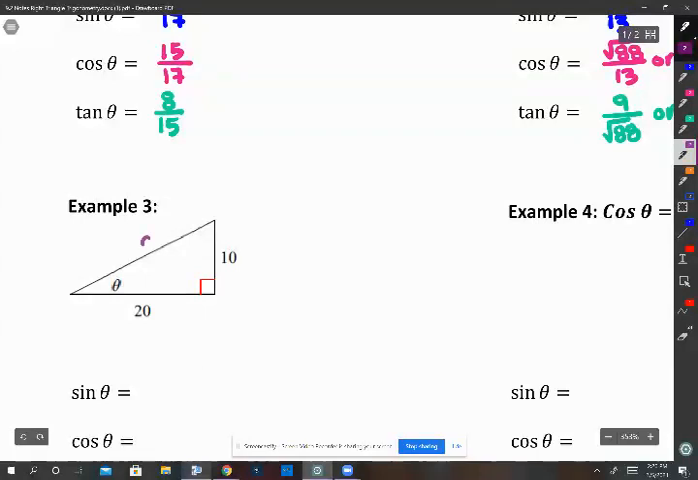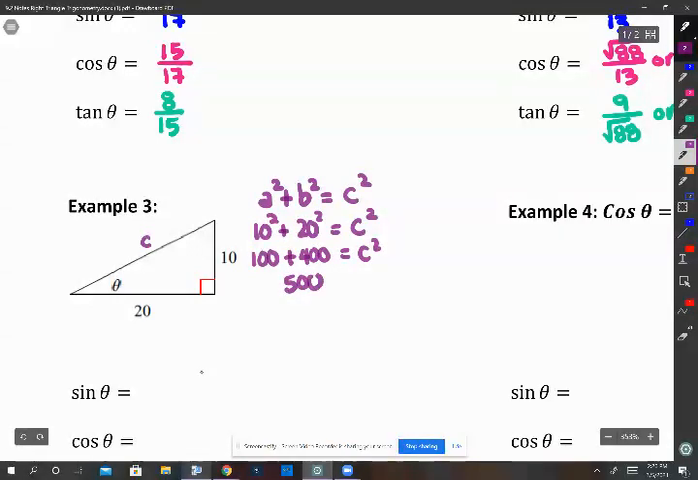So we're missing the hypotenuse c. And so we're going to do a squared plus b squared is equal to c squared. It doesn't matter which one is a and which one's b. So I'm going to go 10 squared plus 20 squared is equal to c squared. So this is 100 plus 400 is equal to c squared. And so this is 500.